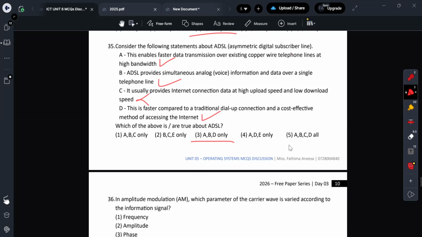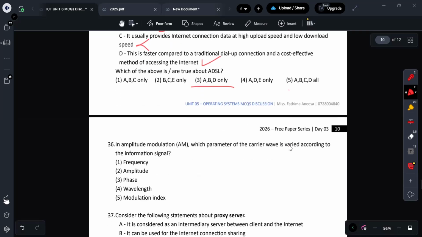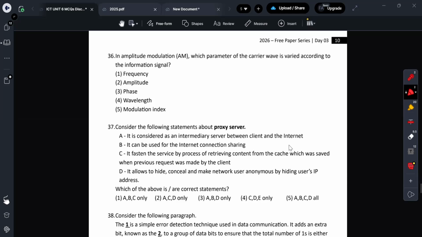Clear? And then in amplitude modulation, which parameter of the carrier wave is varied according to the information signal? So amplitude modulation is about the height, the strength of the carrier wave. It is altered in direct proportion to the audio or data signal being sent.